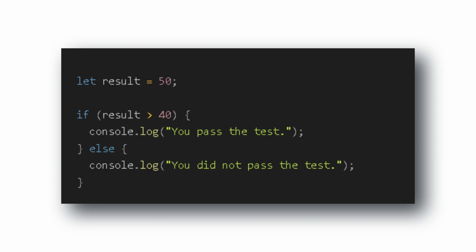Here's what's happening. The variable result is set to 50. The if condition checks if result is greater than 40, which is inside brackets. If it's true, it runs the first block. You pass the test. But if it returns false, the code inside the else block runs. You did not pass the test.